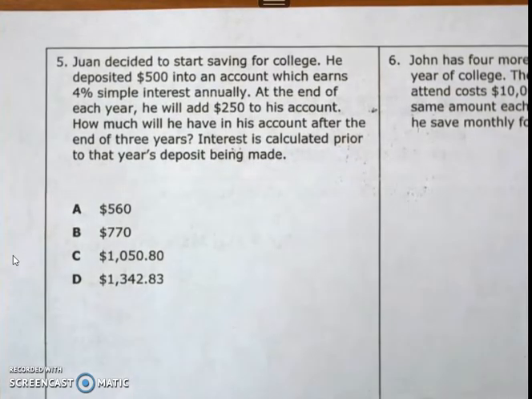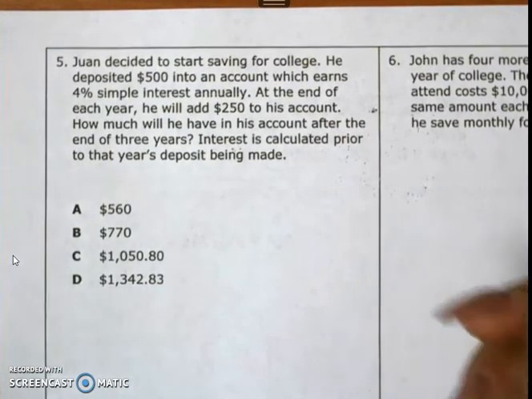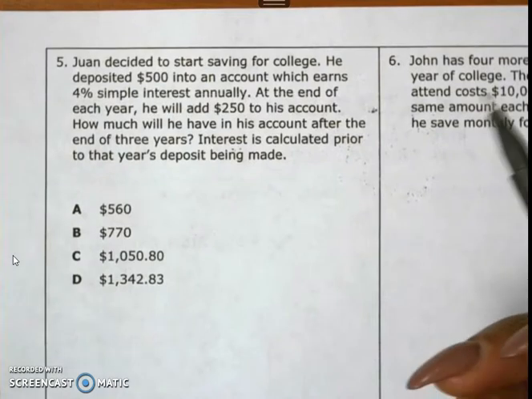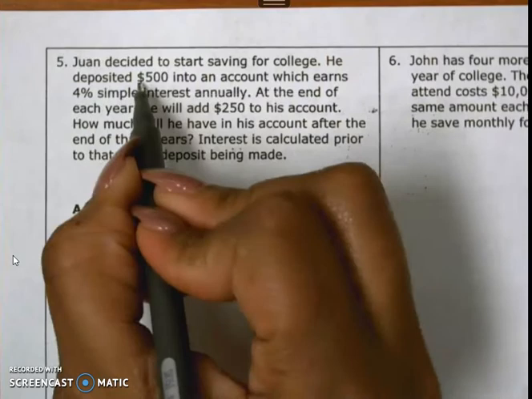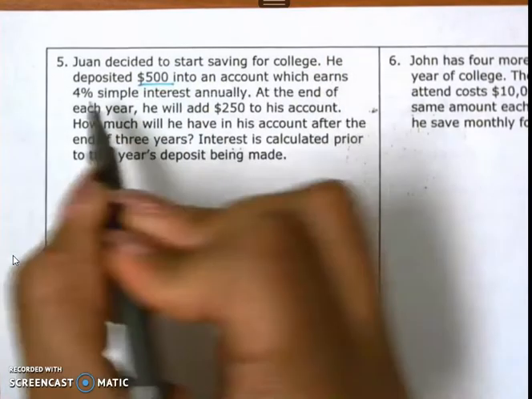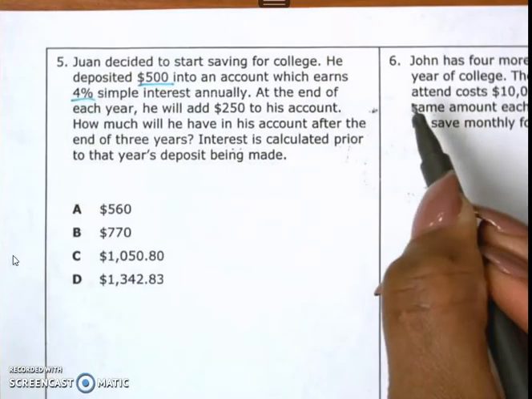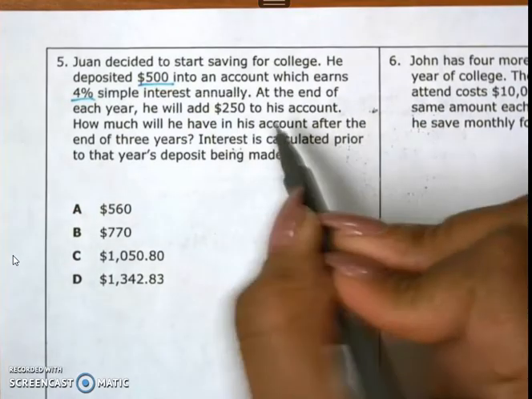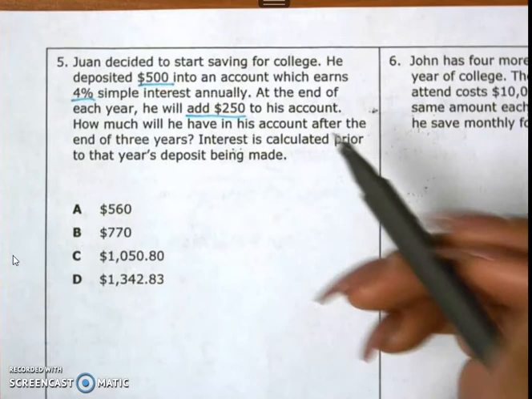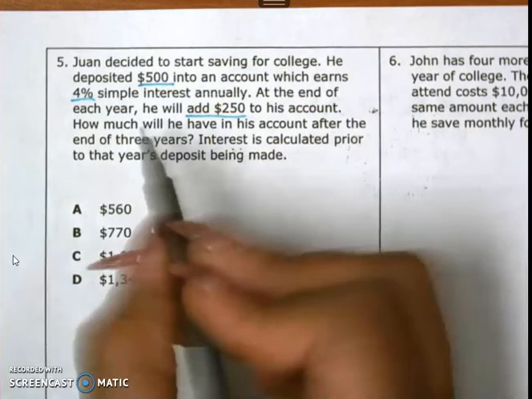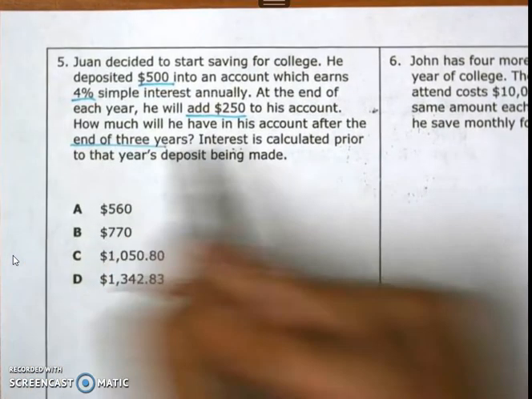Okay, looking at question number 5 is a little different. It's talking about a student who started to save for college. He deposited $500 into an account which earns 4% simple interest annually. At the end of each year, he will add $250 to his account. How much will he have in his account after the end of 3 years?